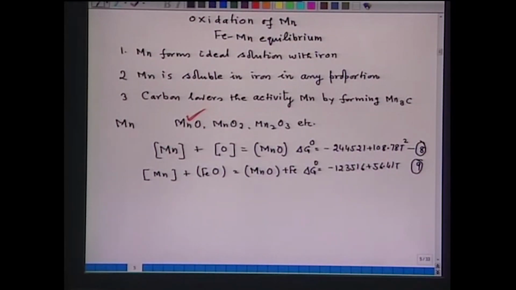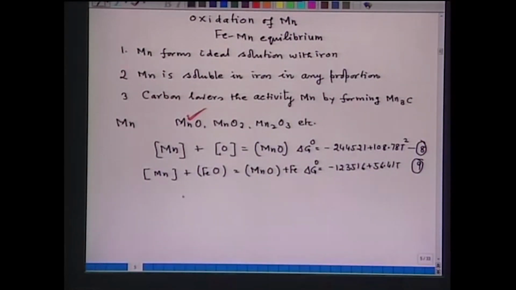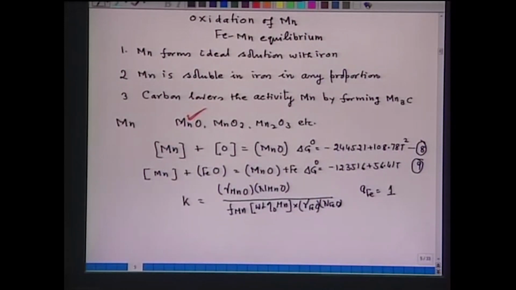But let us consider equation 9 and write down the value of K, that is equal to gamma MnO into N MnO upon F Mn into weight percent Mn into gamma FeO into N FeO. Here we have assumed the activity of pure iron to be equal to 1, that is one assumption.